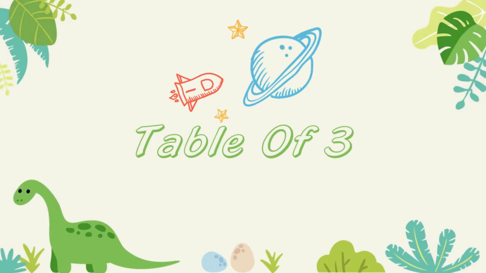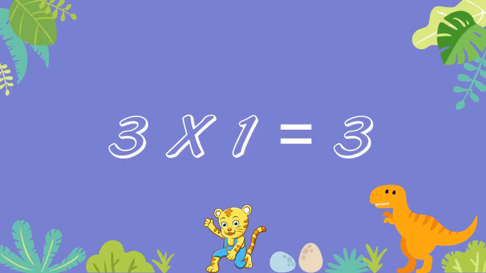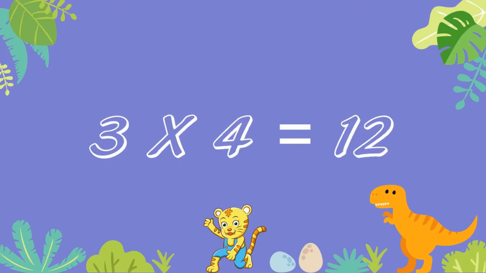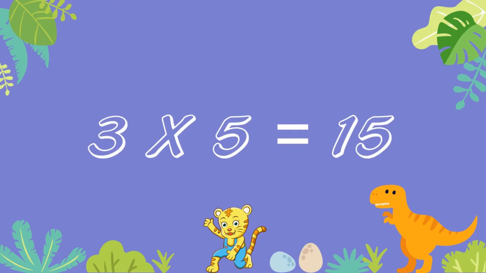Table of 3. 3 ones are 3. 3 twos are 6. 3 threes are 9. 3 fours are 12. 3 fives are 15.